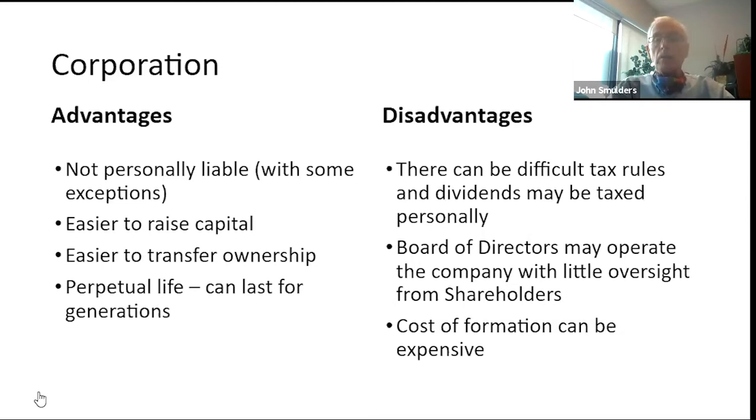The board of directors can operate the company with little oversight from shareholders. I doubt that any of you are going to run into this problem, but a good example of that, go back to Bell Canada. Bell Canada has millions and millions of shareholders out there, and 12 people are running everything. And the shareholders don't have a lot of say in what's going on. So you do have to be careful about that. I don't think that's going to apply to most of you.